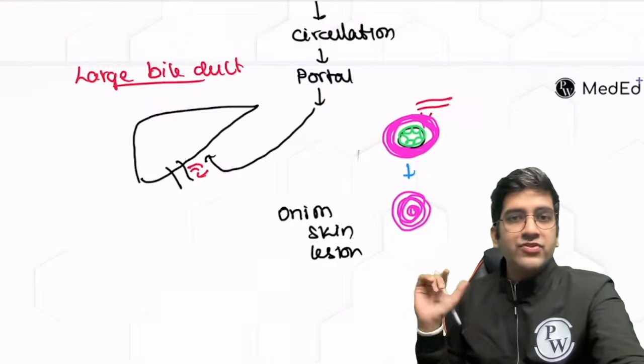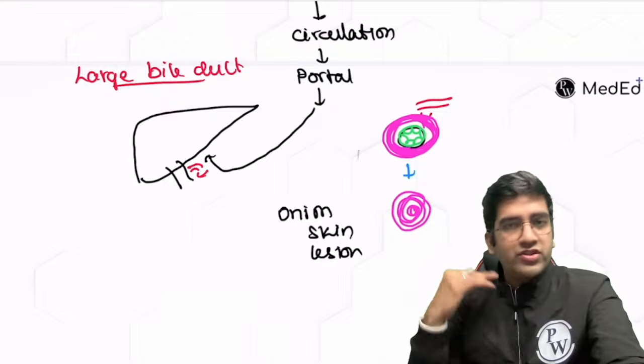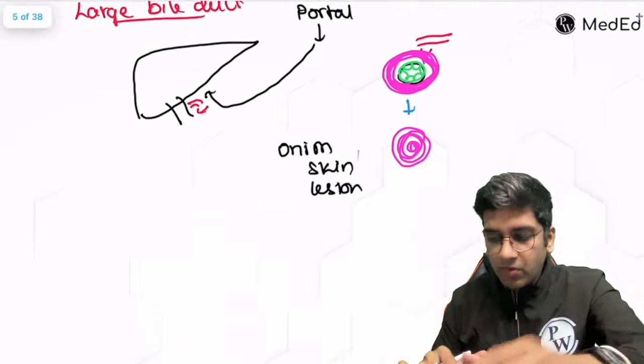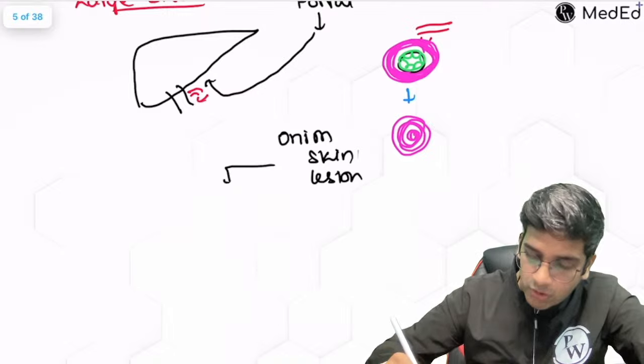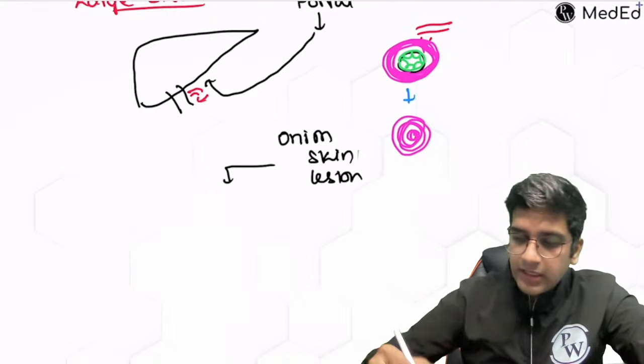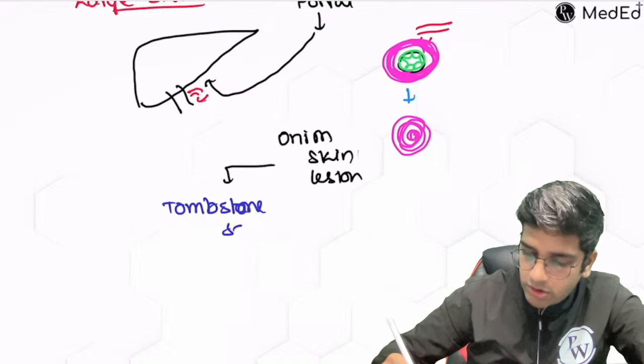So when it happens from the outside, the larger ducts are affected. I'll have lots of fibrosis in and around the larger biliary ducts. You'll have onion skin lesion. There's one more finding. Once this onion skin lesion goes away, fibrosis, complete collagen will be there. That's also sometimes called a tombstone scar.